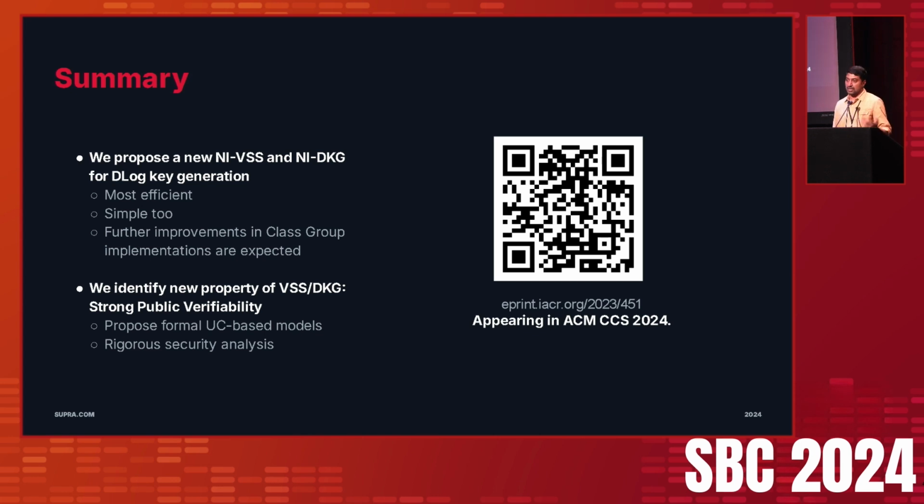So finally, to summarize, what we propose is a very simple, efficient, non-interactive DKG protocol to generate discrete log keys. I think a couple of days ago, Alin presented a DKG where they produce keys as group elements. In this work, we produce keys as scalar elements. So we have a very simple design, very efficient, and the community is just getting started with class group implementations. And we hope that with better implementations and better study of these protocols, the speed is only going to increase down the lane.